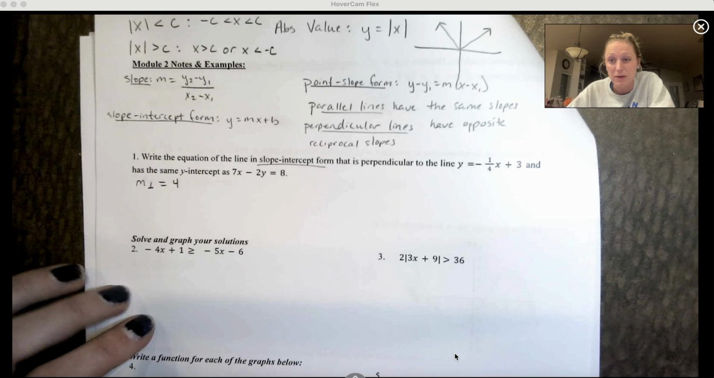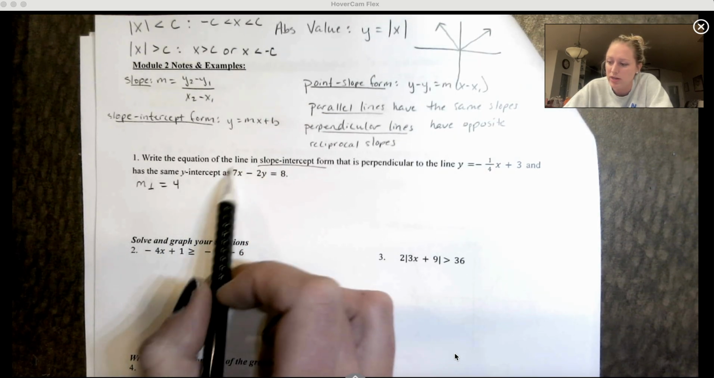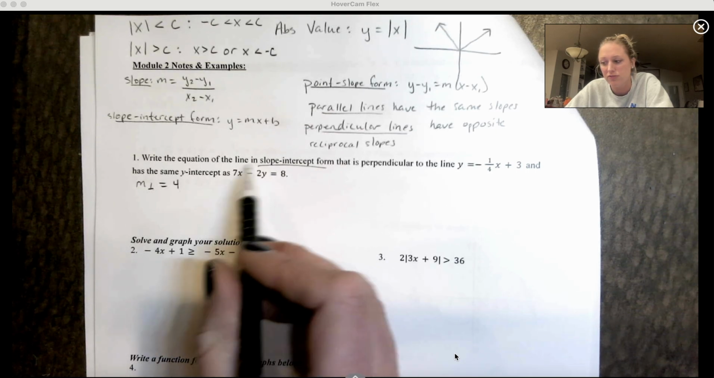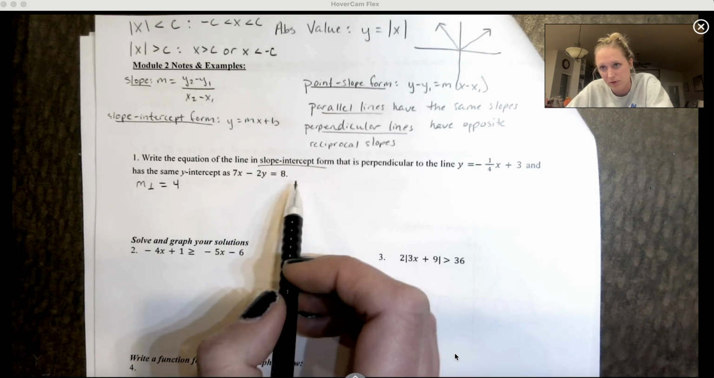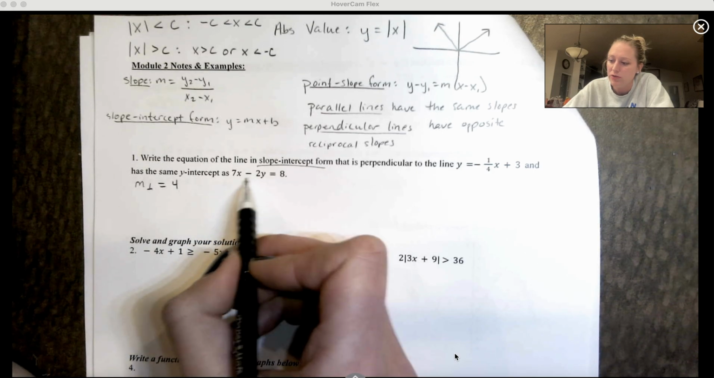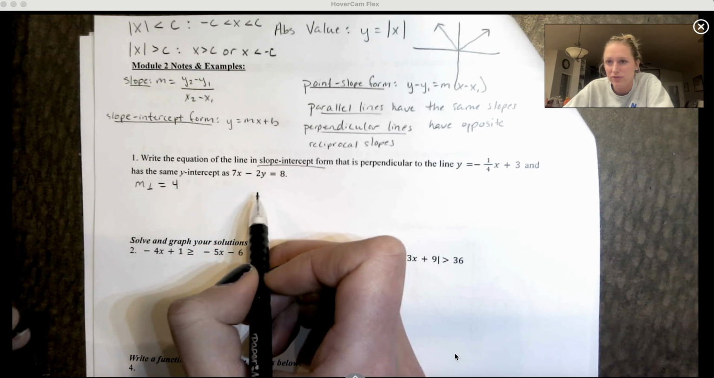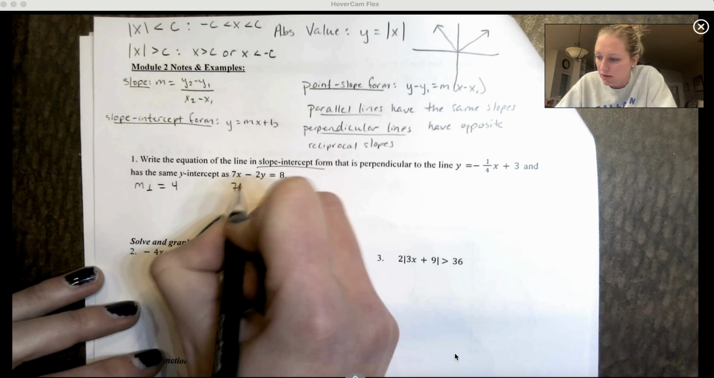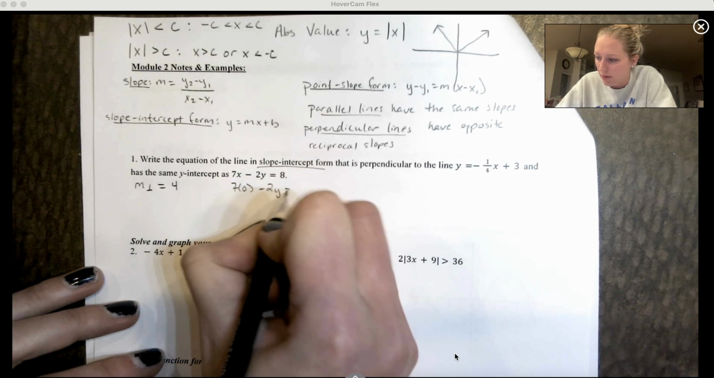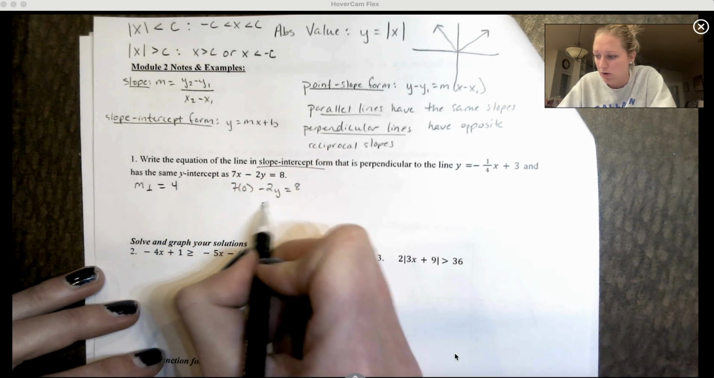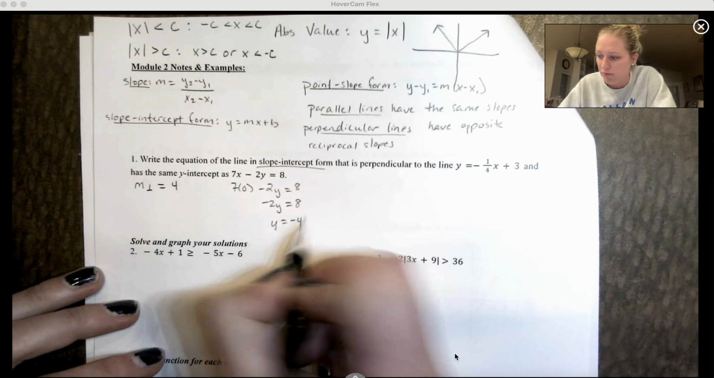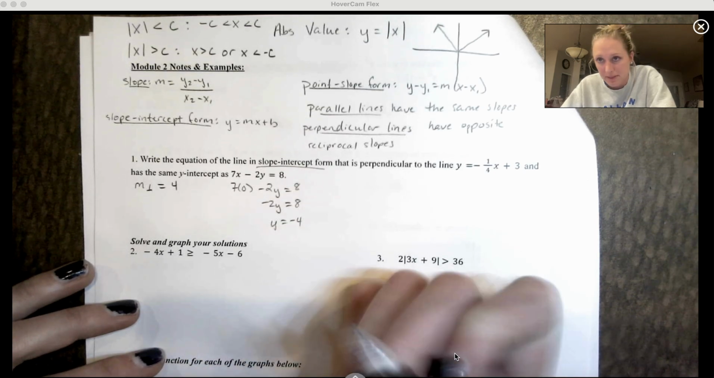Okay, now for the b, the y-intercept. They want us to have the same y-intercept as this line. So I can do this a couple ways. I could solve this equation for y and put it in slope-intercept form, or I also know that the y-intercept is always the coordinate when x is 0. So if I were to substitute 0 in for x and solve for y, that would give me the y-intercept. So 0 times 7 is just 0. So y then has to be -4. So that is actually my b.